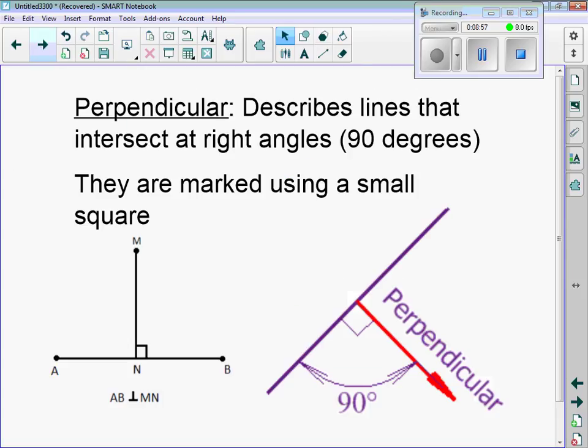Okay, second, perpendicular lines. The word perpendicular describes lines that intersect at right angles, or 90 degrees, to each other. And they are marked using a small square. So we have this small square here in the corner where those two lines meet. That tells us that these two lines meet at 90 degrees to each other, or they are perpendicular.